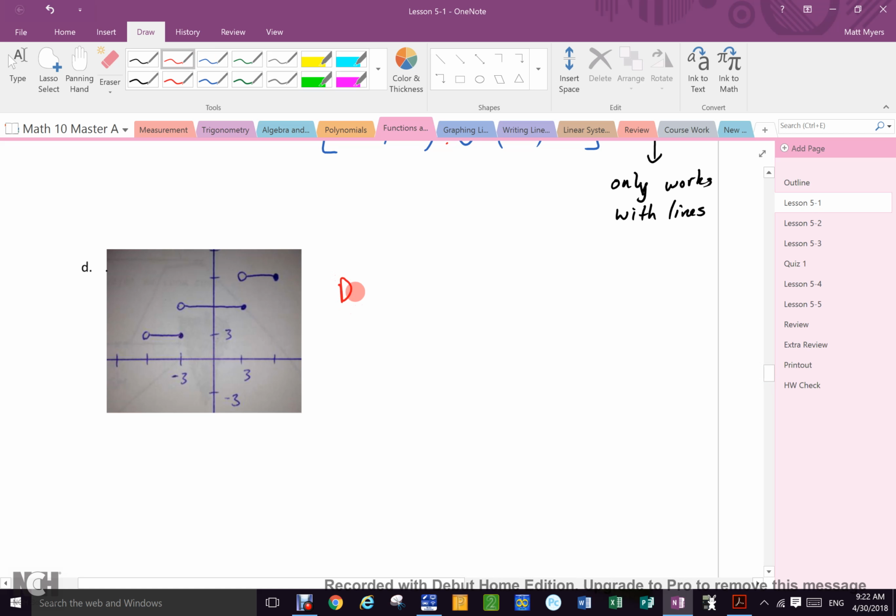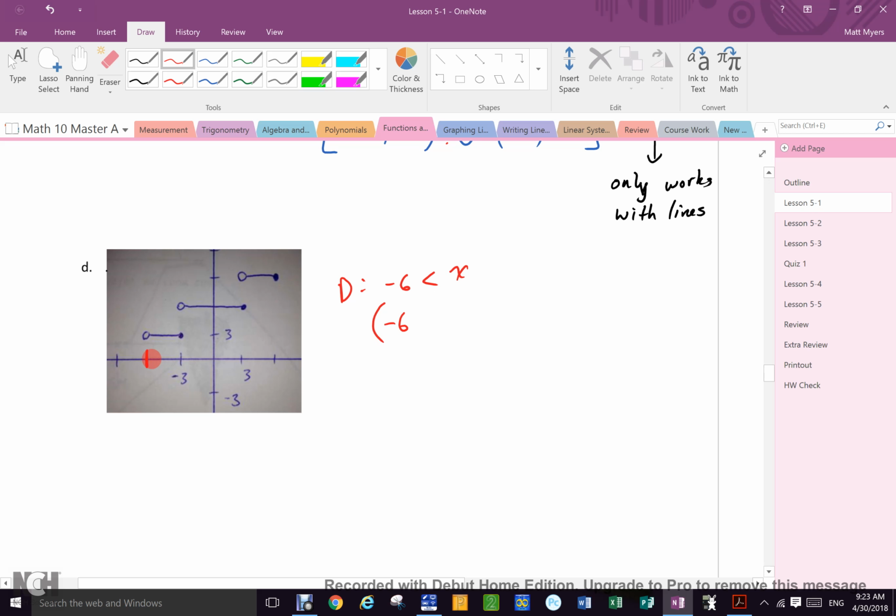The domain is the x value. What's the lowest x value on this line? It's right here. What is it? Negative 6. Open or closed dot? Open. So it has to be that arrow, yes? Or negative 6 with a round bracket, right?